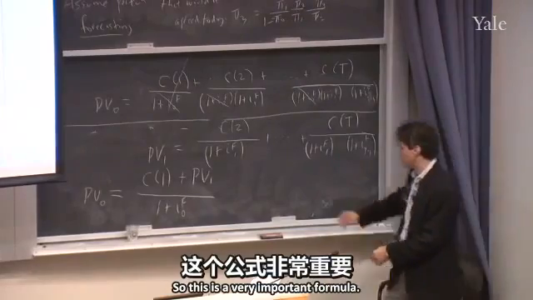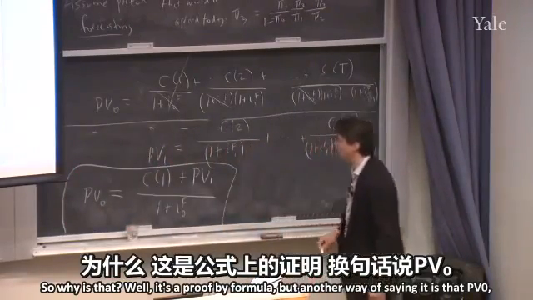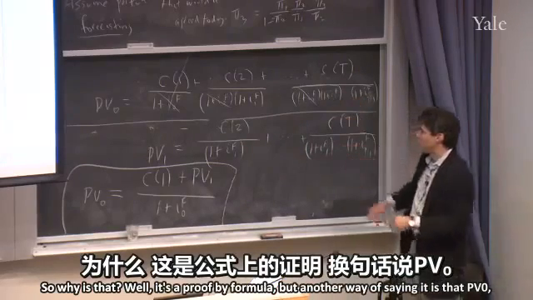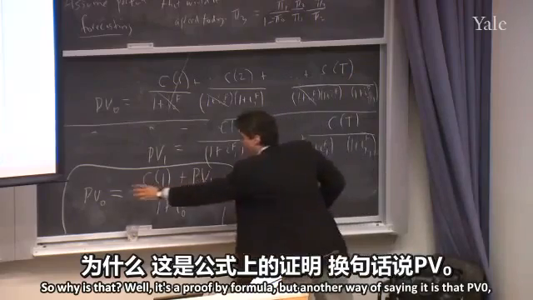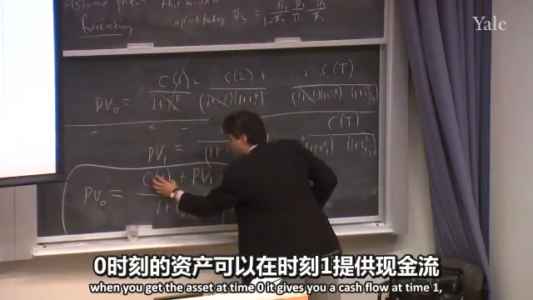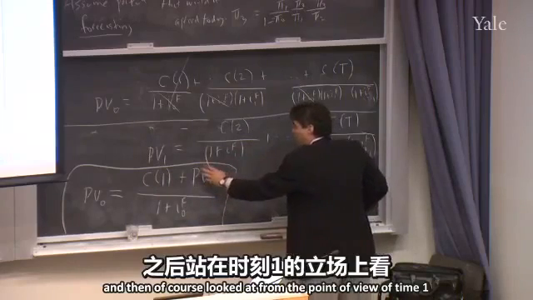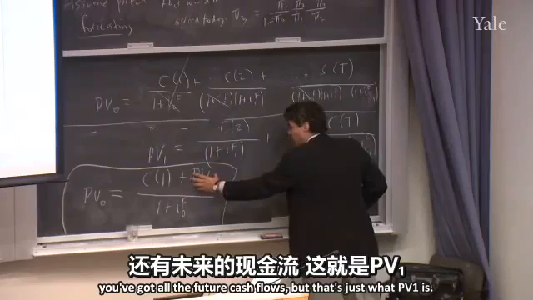So why is that? So this is a very important formula. So why is that? Well, it's a proof by formula, but another way of saying it is that PV0, when you get the asset at time 0, it gives you a cash flow at time 1, and then of course, looked at from the point of view of time 1, you've got all the future cash flows, but that's just what PV1 is.